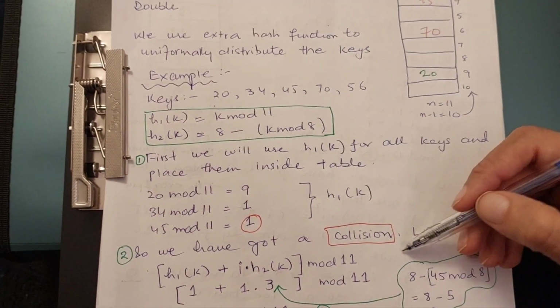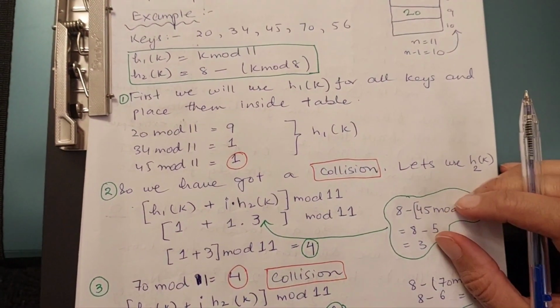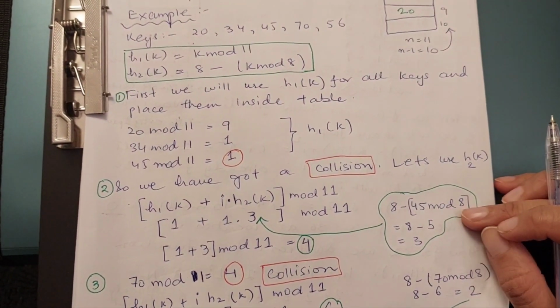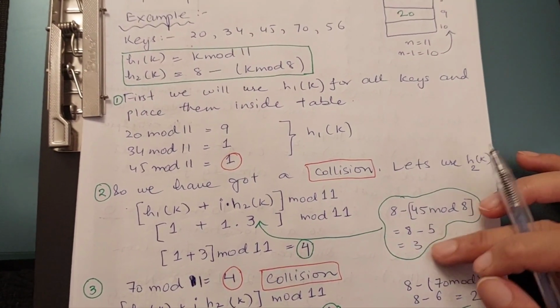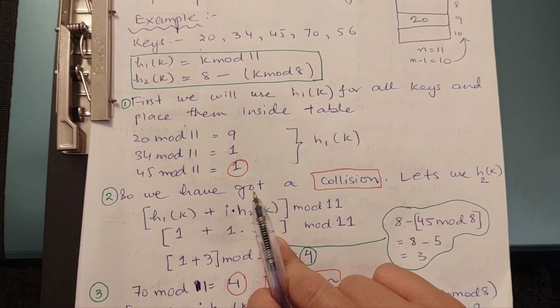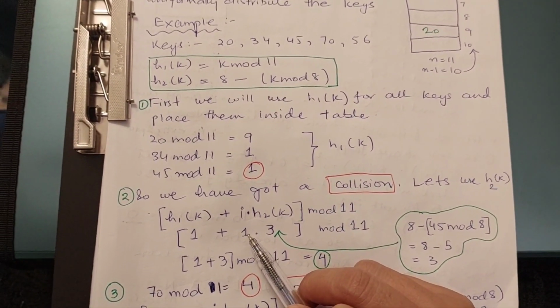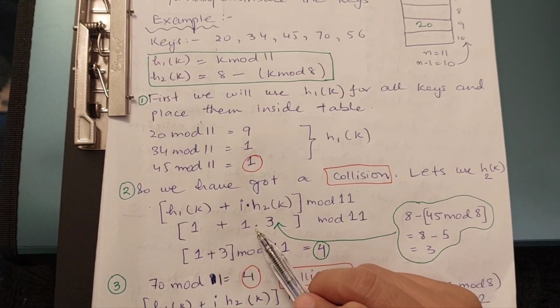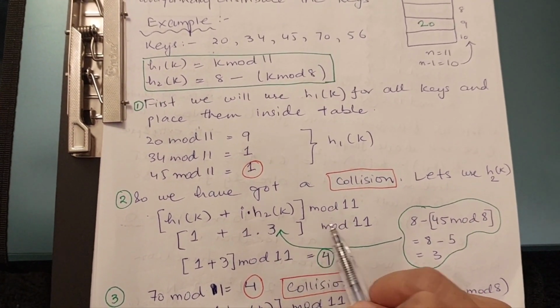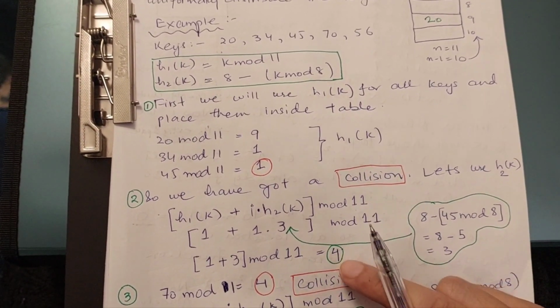So 8 minus 45 mod 8. The 45 modulus 8 is 5, and 8 minus 5, the answer is 3. So I substitute this answer 3 over here, and since this is my first iteration, I'm multiplying it with 1. So 1 plus 3 is 4, and 4 modulus 11 is 4. So I got the answer 4.